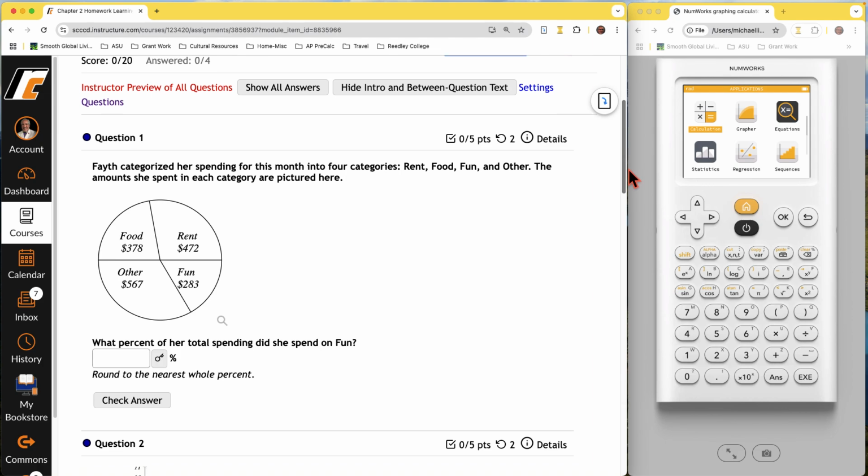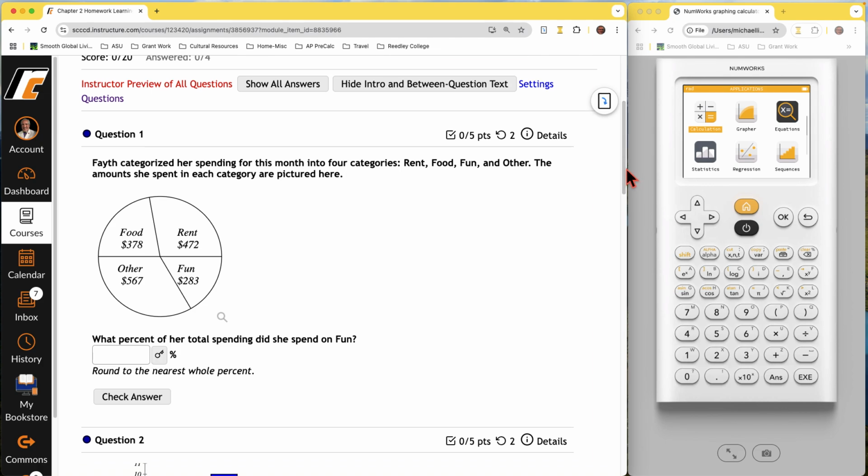So Faith categorized her spending for this month into 4 categories: rent, food, fun, and other. The amount she spent in each category is pictured here. What percent of her total spending did she spend on fun? Okay, so to be able to calculate that, we just need to know the total that was spent. See, it doesn't give it; sometimes they give it to us up here. But we're going to have to add all of these together.